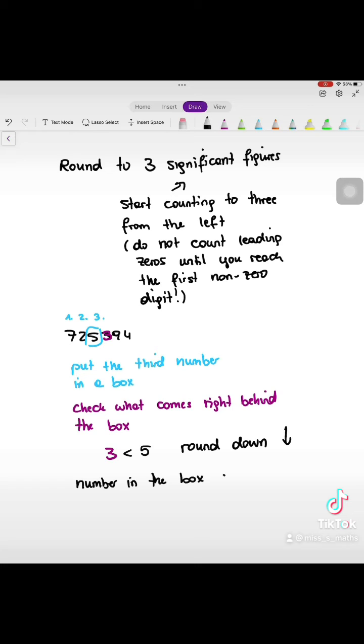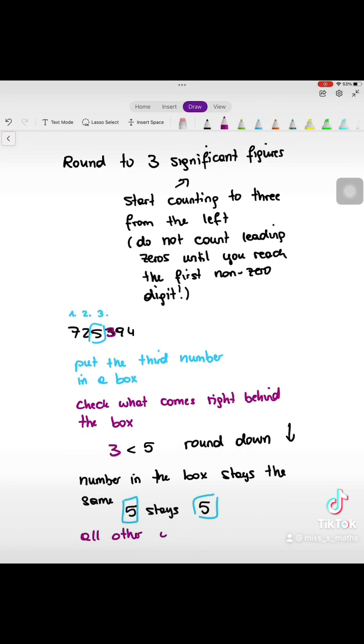In this exercise though, we have the 5 in a box now, and we look at what comes right behind it. It's a 3. 3 is less than 5, which means we need to round down, and rounding down means that the number in the box stays the same, but all other digits behind it turn into zeros. This is how we make the number smaller.